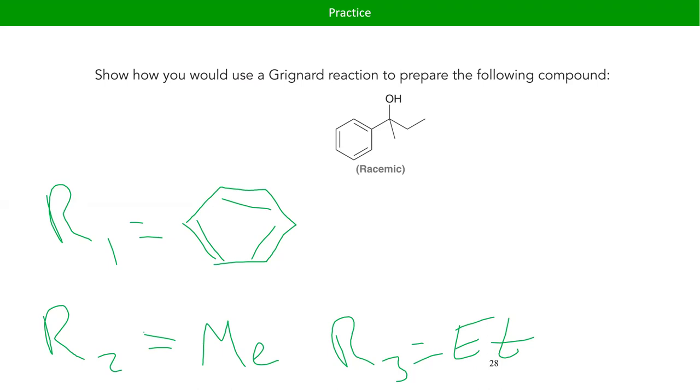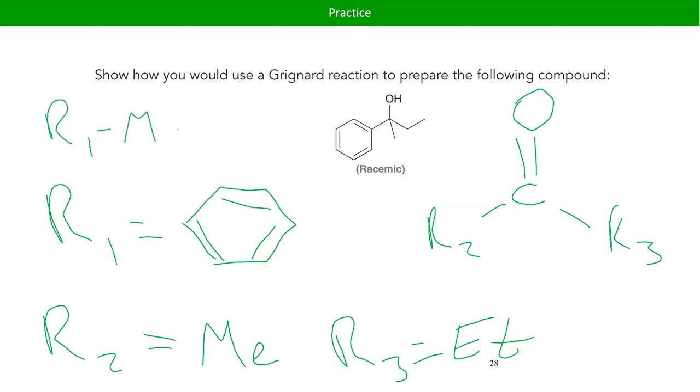Remember, a Grignard reagent adds an R group to something that was already there, that reduces a ketone. So if we started with the ketone, that ketone could start with R2 and R3 already attached, and then we could say R1 as a magnesium bromide. The reason I'm using these R groups is not just to save space, but to show you that they're interchangeable. Any of the three R groups could be our Grignard reagent, as long as the other two are already attached.